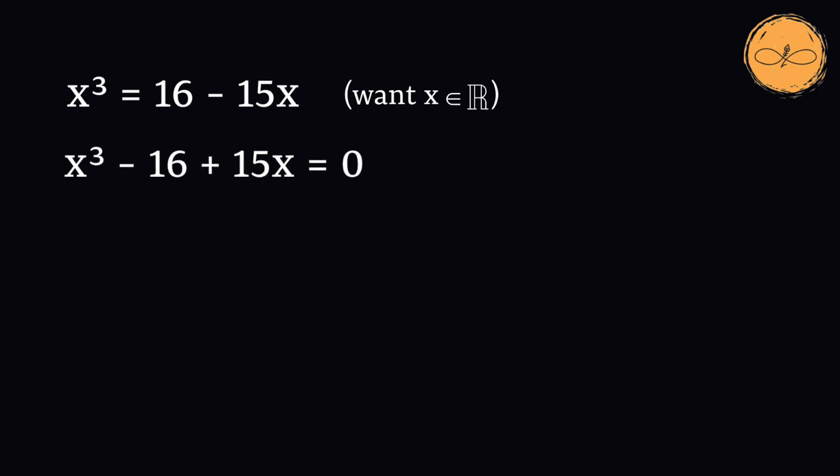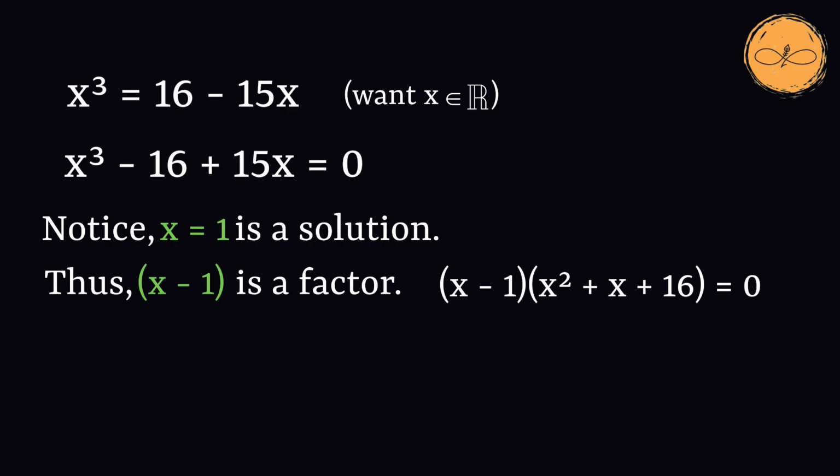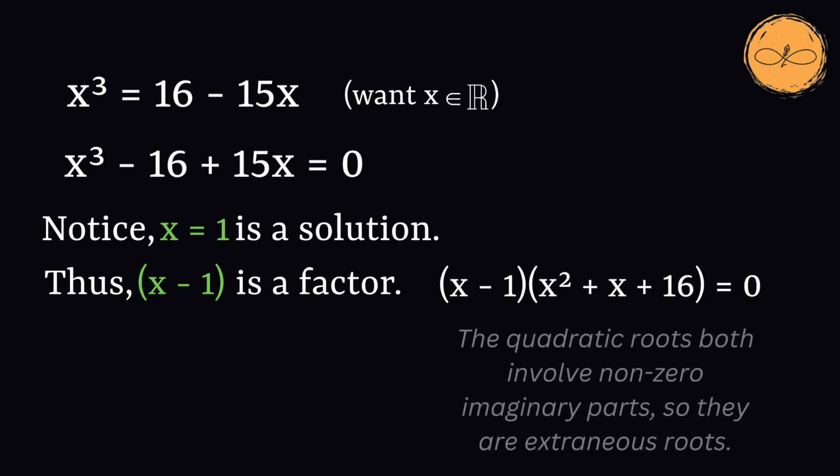How can we solve this equation? Well, usually you can try special values. And you'll quickly see that x is equal to 1 is a solution to this equation, consequently x minus 1 will be a factor of this polynomial. So we can factor this into the following product of x minus 1 and the quadratic x squared plus x plus 16.